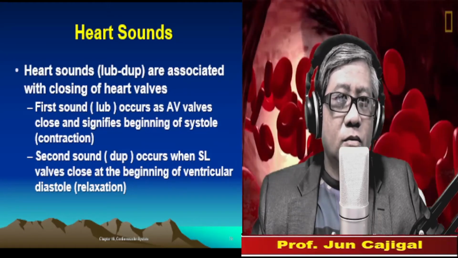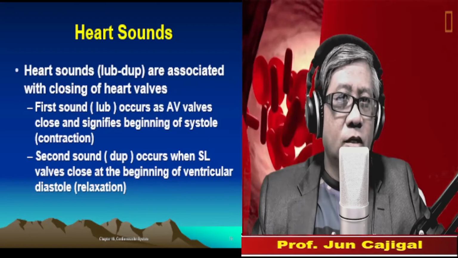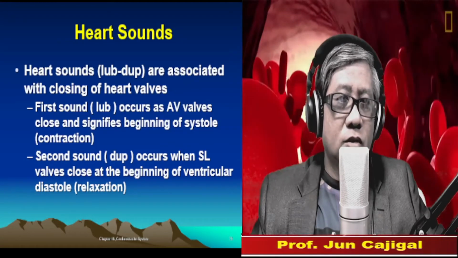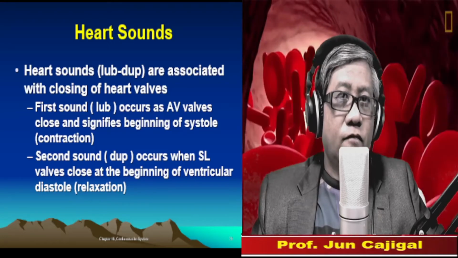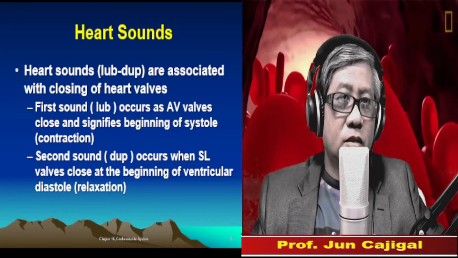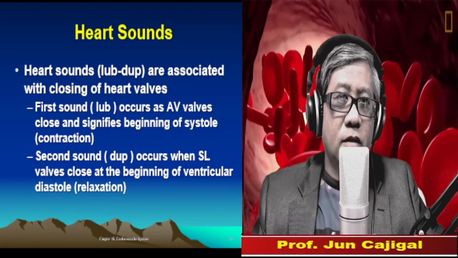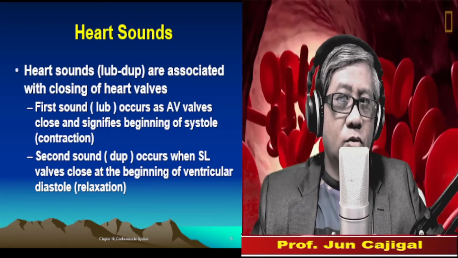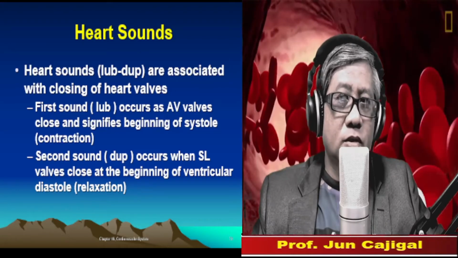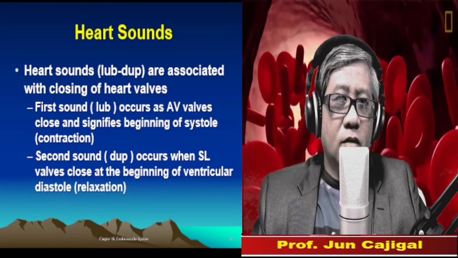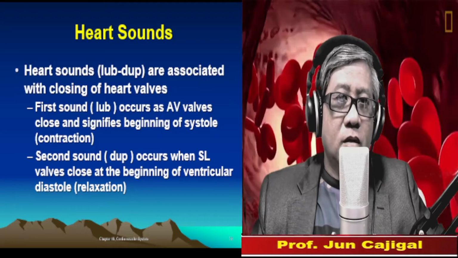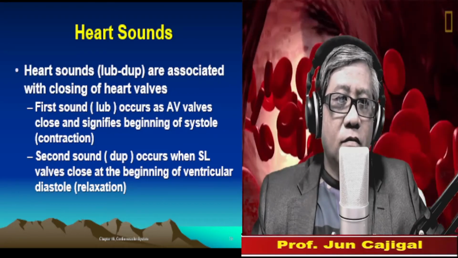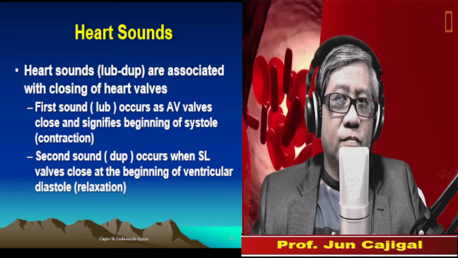Now the first sound, or the lub sound, occurs as the atrioventricular valves close, and this signifies the beginning of systole or the contraction of the ventricles. While the second sound, or the dup sound, occurs when the semilunar valves close at the beginning of ventricular diastole or the relaxation of the myocardium.